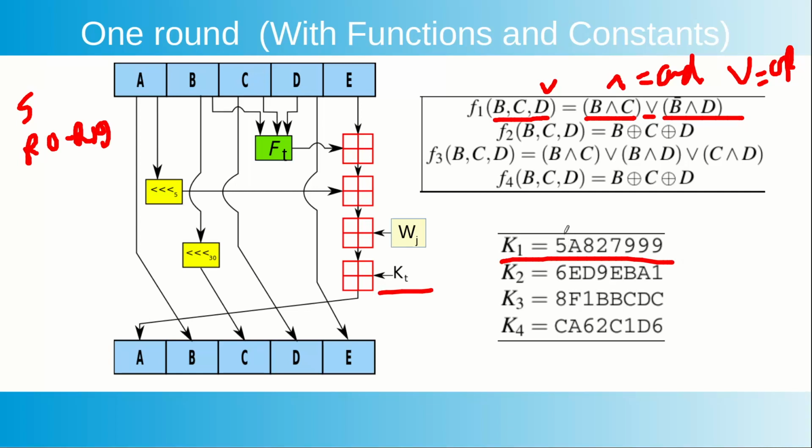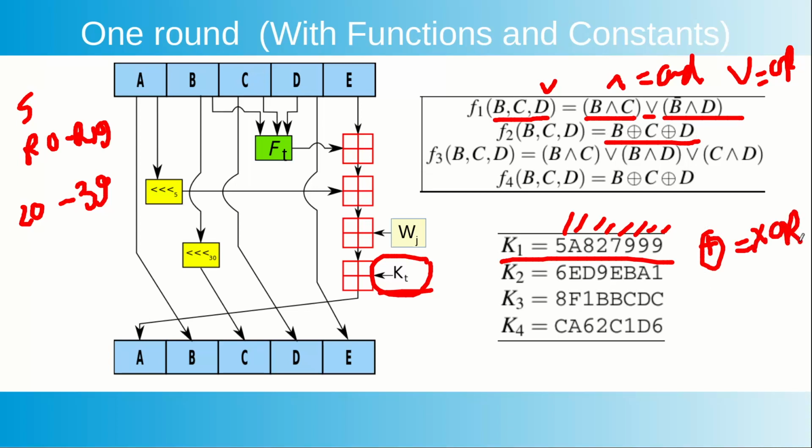Recall this constant is having 1, 2, 3, 4, 5, 6, 7, 8 hexadecimal digits, that means 32 bits. So, this is also 32 bit. For the second stage, that means round number 20 to 39, we will use this function B XOR C XOR D. This is XOR. And the corresponding constant is this one, again this is 32 bit.